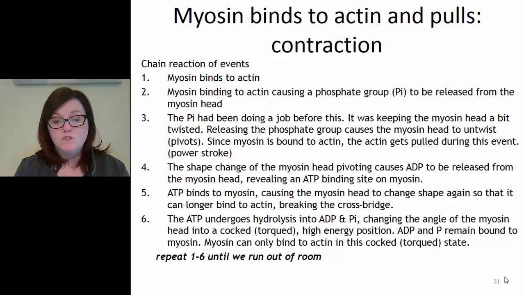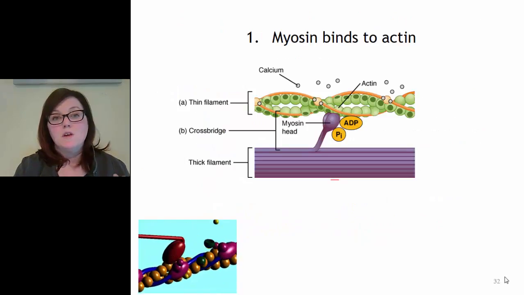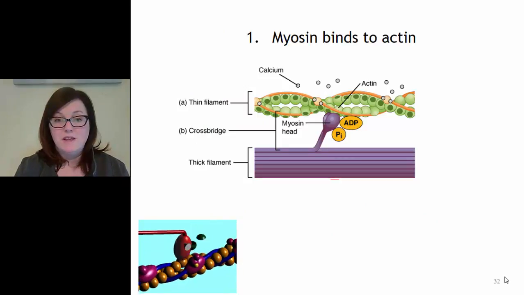So once the cross bridge forms, the myosin can now pull onto actin. Right? And these are the steps that are going to occur in this process, but let's take a look at this in pictures as we look at the steps. So first of all, myosin has to bind to actin.